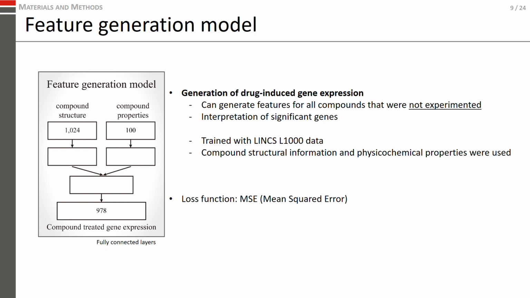Now I will show you the model architectures. The feature generation model is a simple neural network. The model takes inputs as molecular fingerprints and compound physicochemical properties. Each feature passes through separate neural nets and is concatenated to calculate the output.